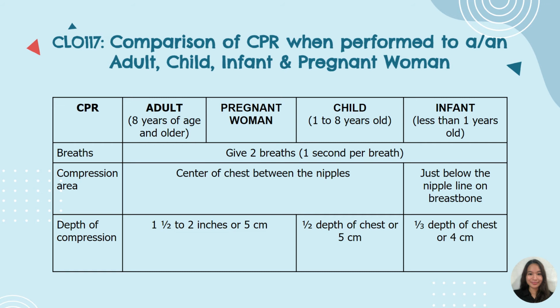For the depth of compression, for the adult and pregnant woman, 1.5 to 2 inches or 5 centimeter. For the child, half depth of chest or 5 centimeter. And for the infant is 1/3 depth of chest or 4 centimeter.